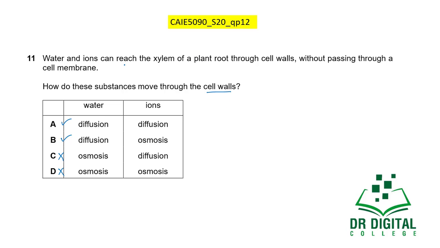And the ions can reach the xylem through the cell wall. Ions are passing through the cell wall. They will also be doing diffusion because the cell wall is a dead thing, dead chemical. It cannot have ATP energy, so active transport is not possible, and movement of ions cannot be described by osmosis. So the answer for this question will be A. B will be wrong here.